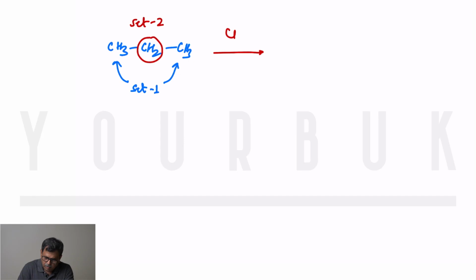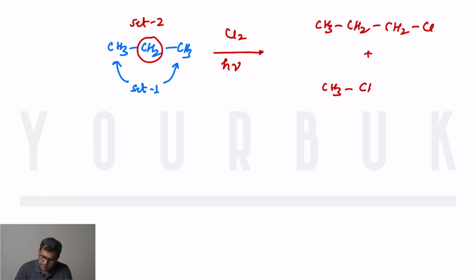When I react this compound propane with chlorine in the presence of sunlight, this is a light symbol, we write photon. And now we have a choice. Either I can replace one H from set number 1, or I can replace H from set 2. So two products are possible. One is this, 1-chloropropane, and the second one is 2-chloropropane. Since there were two different sets of hydrogen, two products are obtained.